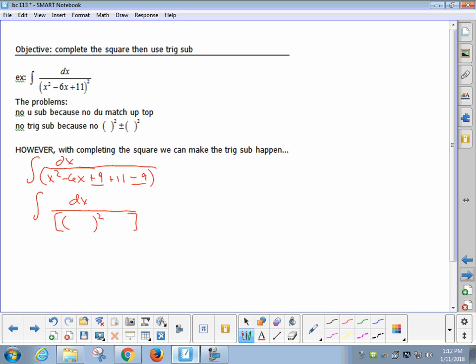x minus 3 squared plus 2. Now you have square plus square. It is a trig sub pattern. What trig sub shall we use? What kind of trig sub do we use for square plus what? Tangent. All right.